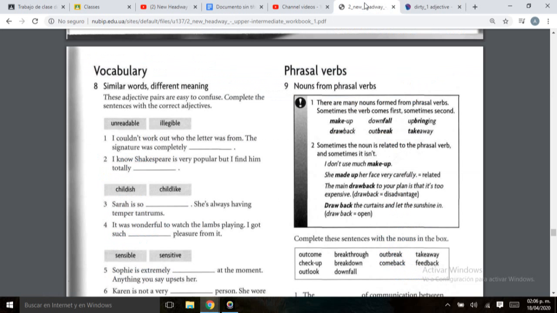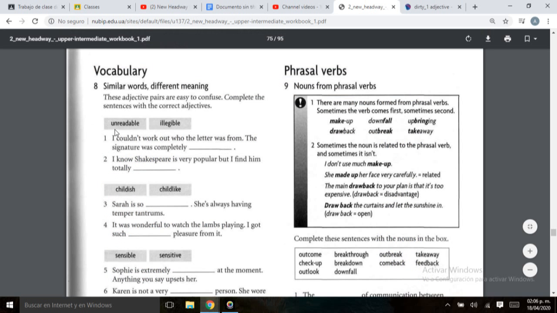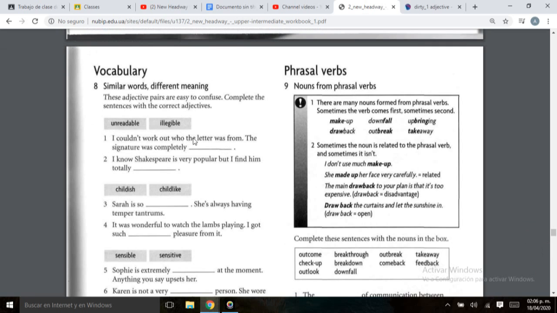So to continue with, we have the first section. It is unreadable and illegible. So in spite of the fact that both of them mean that you cannot read something, it is due to different reasons. First of all, unreadable means that you cannot read something because it is difficult to understand. I mean, the content is difficult to understand. On the other hand, illegible means that it is something difficult to read because, for example, the handwriting is not clear. So these are the differences that we have.